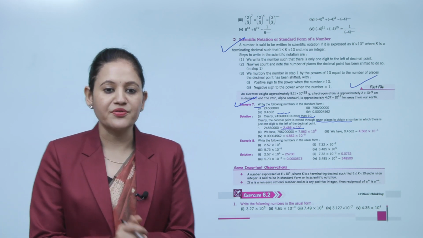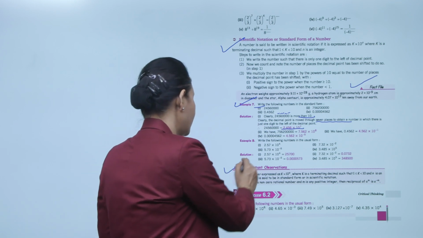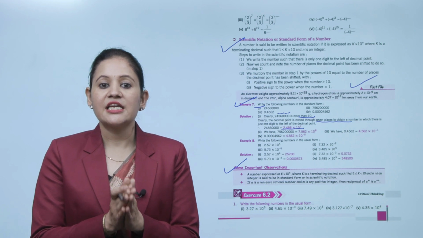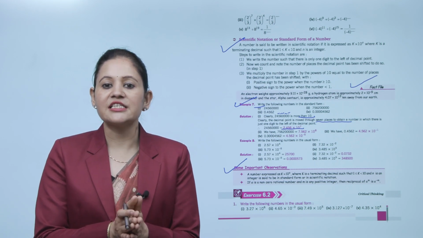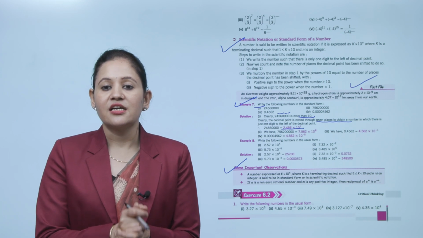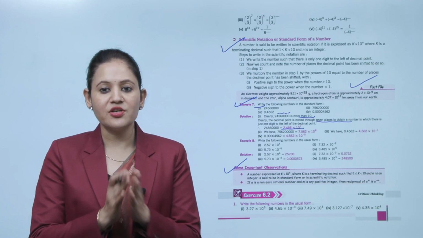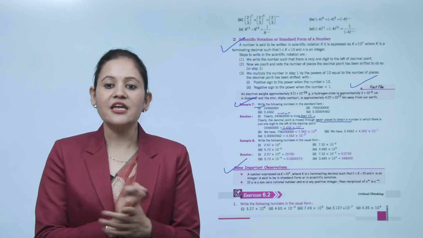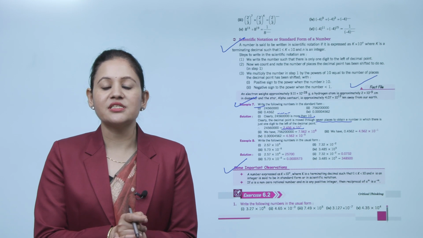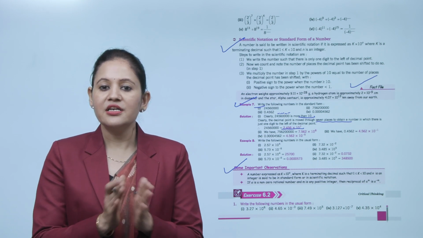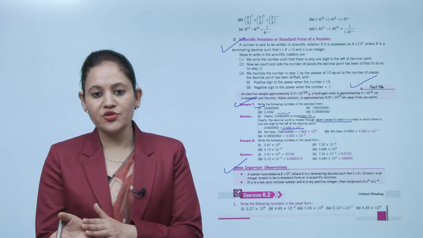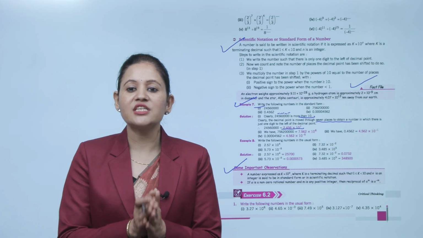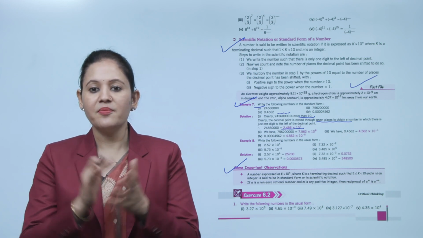Next, some important observations. The number expressed as k into 10 to the power n, where k is a terminating decimal such that 1 is less than or equal to k and k is less than 10, and n is an integer, is said to be in standard form or scientific notation. If a is a non-zero rational number and m is any positive integer, then the reciprocal of a to the power m is a to the power minus m.